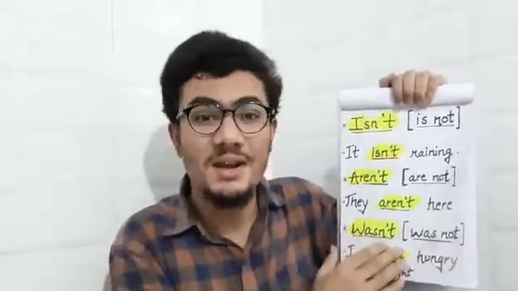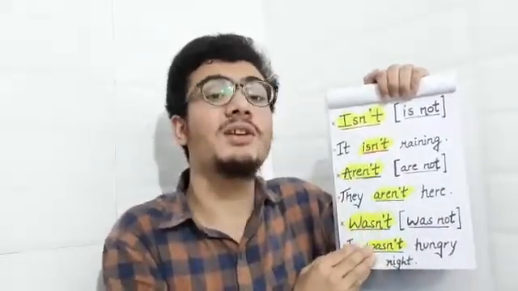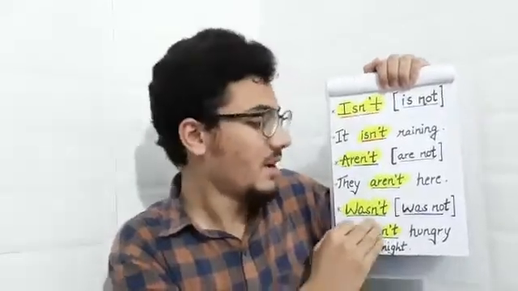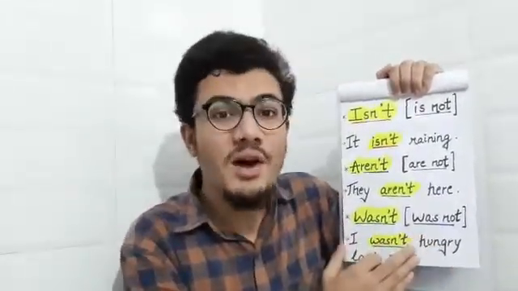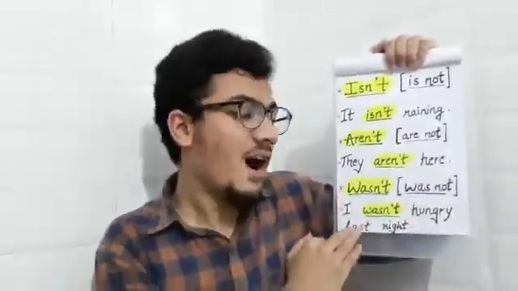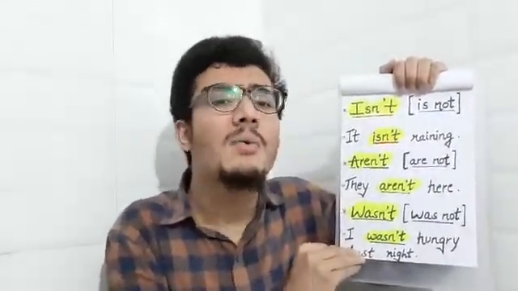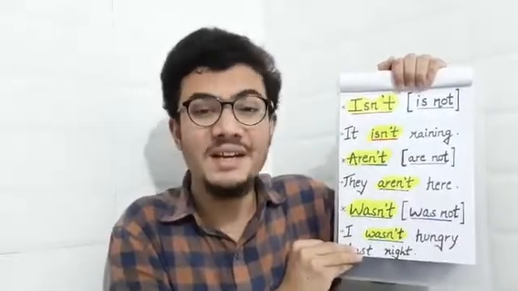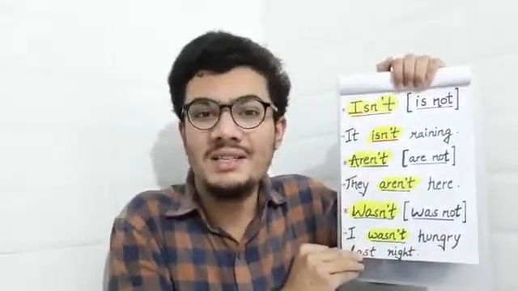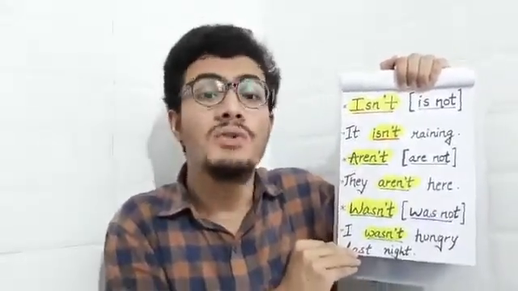Okay, similarly the other negative short form which is wasn't. In American English it is wasn't, but in British English it is wasn't. It's the short form of was not, and we have the example sentence I wasn't hungry last night. In American English it is I wasn't hungry last night, but in British English it is I wasn't hungry last night.